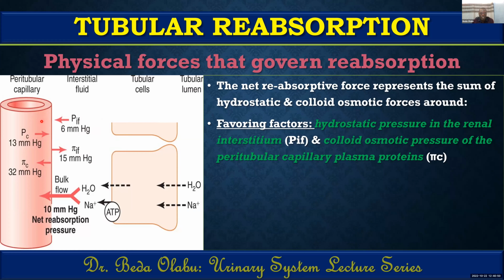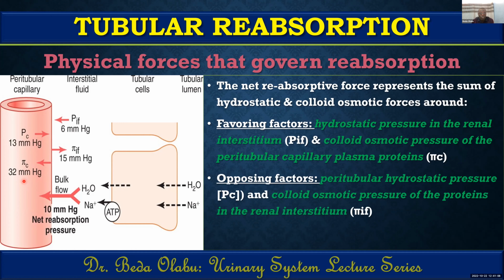What factors favor that movement? One, the hydrostatic pressure within the renal interstitium will promote forward movement, but also the colloid pressure within the capillaries will pull substances. The mechanisms that oppose this will be the peritubular hydrostatic pressure, that is the hydrostatic pressure within the peritubular capillaries, as well as the osmotic pressure of the proteins within the interstitium. Remember, they pull. So these are the forces that govern reabsorption. But generally, the net reabsorptive force is usually about 10 millimeters of mercury if you sum up those 4 combined.